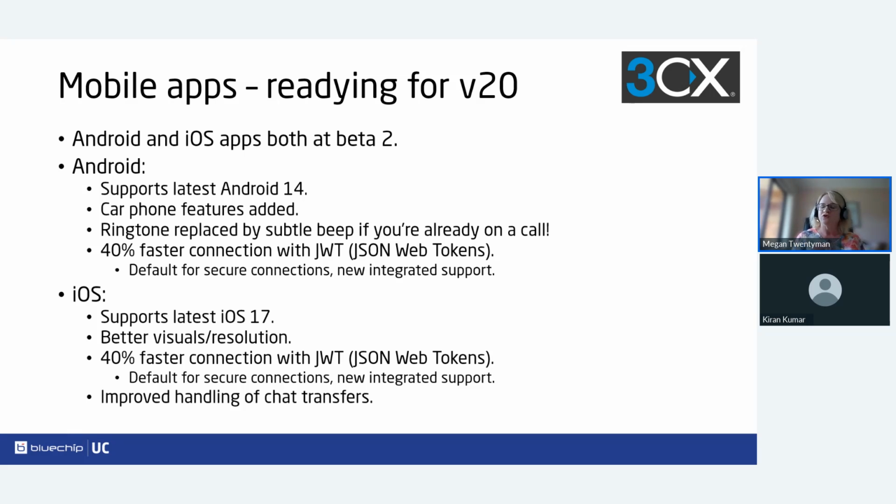So both Android and iOS have new beta 2 updates for the mobile apps, supporting the latest operating platforms on each of them. The Android has some car phone features that have been added. There are some restrictions around car phone stuff with Android, and that's something that Android have committed to resolving. So 3CX are really happy about that.